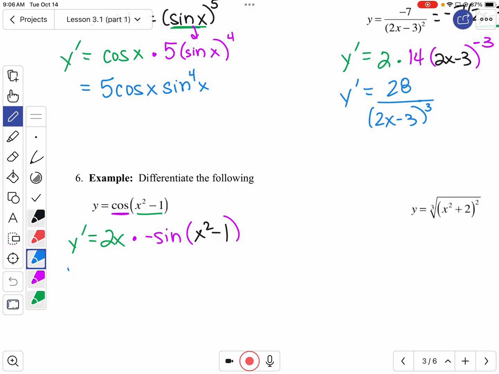So the only simplification we can really do is that 2x and that negative, so negative 2x sine x squared minus 1. Okay, so it's a product between those two derivatives.